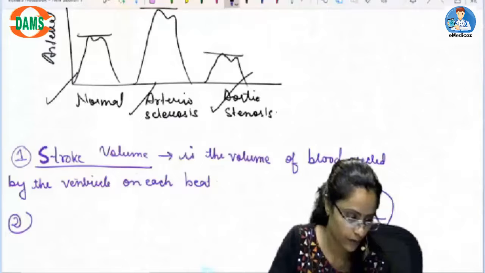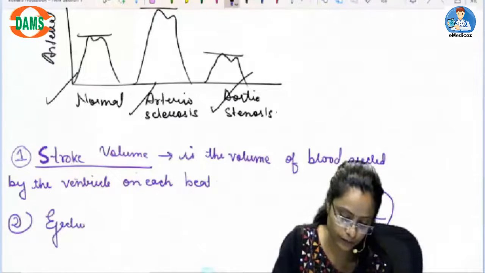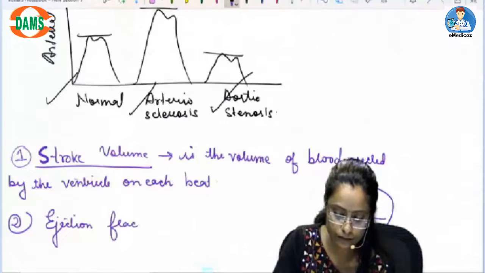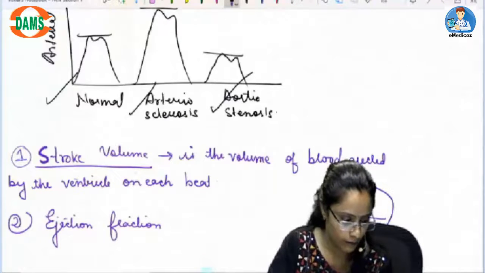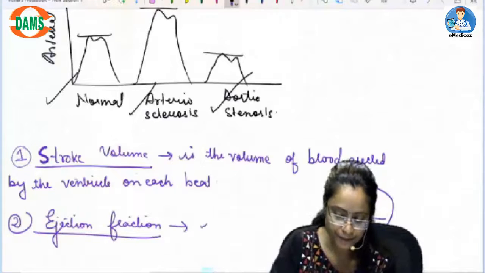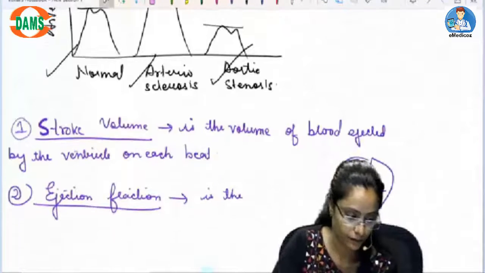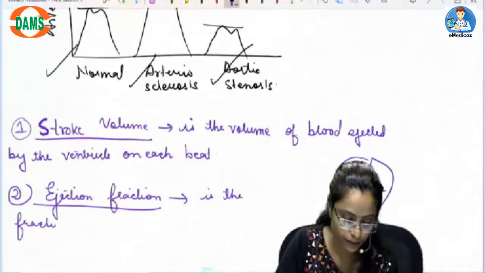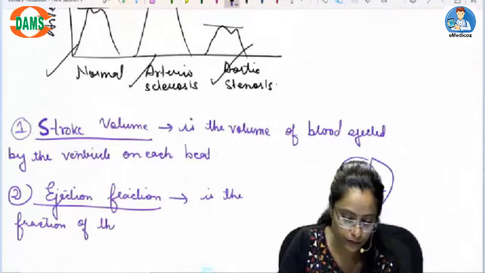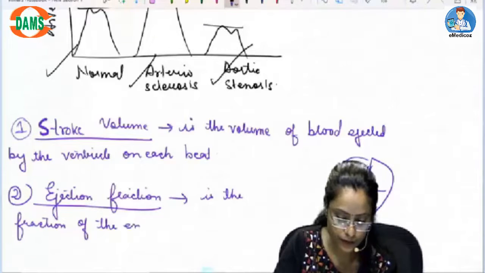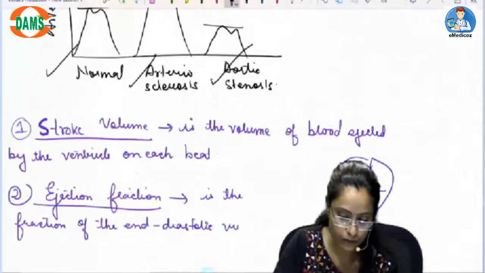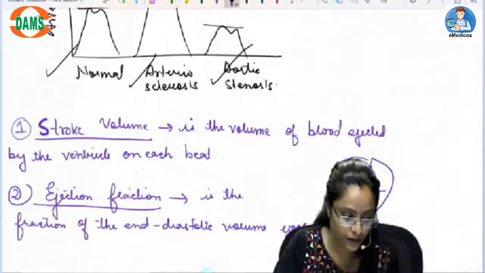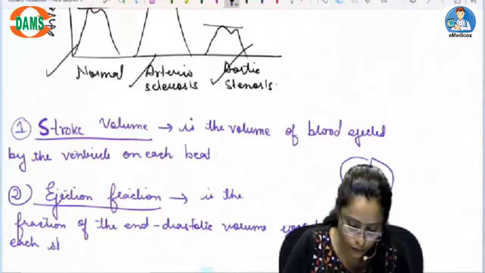The next is ejection fraction. It is the fraction of the end diastolic volume ejected in each stroke volume.